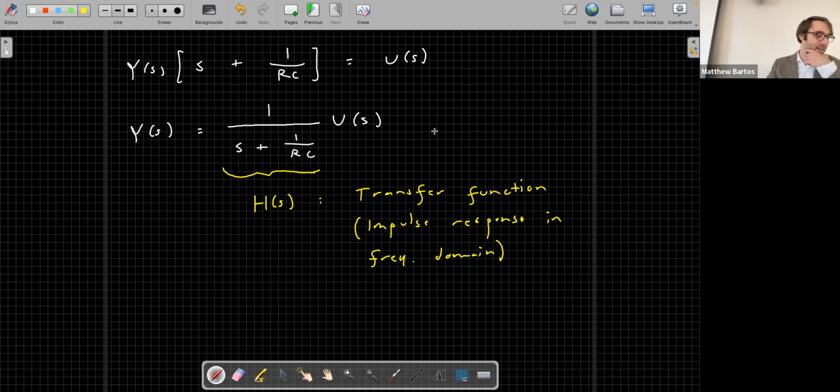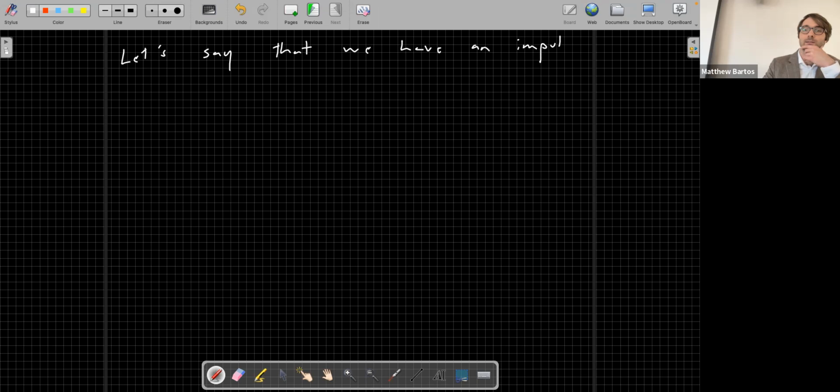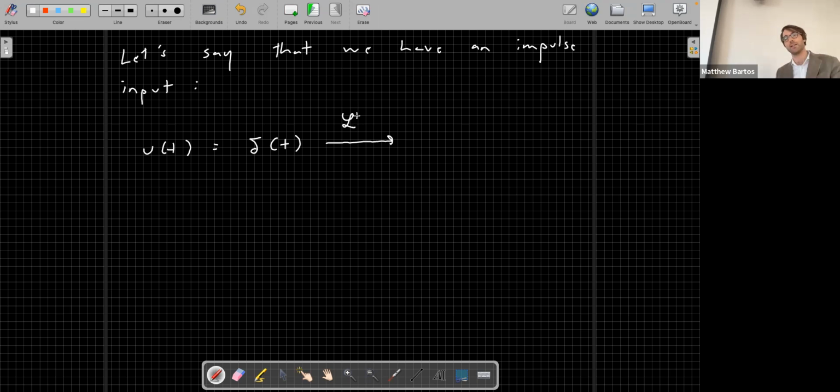Let's say that we have an impulsive input. We have an impulse input to the system, and we're going to compute the response to that impulsive input, right? So u(t) is equal to delta(t). What we're going to do is take the Laplace transform of that and see what we get.